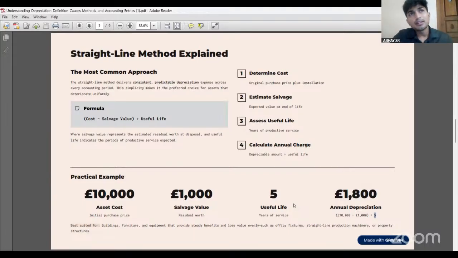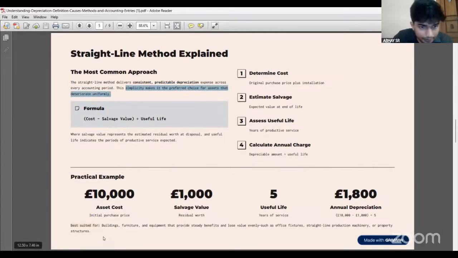I guess it's better suited if I teach that in a question. If there's a question, I can teach that a little bit better. So I hope straight line method is clear. We can just brush up the terms. Straight line method delivers consistent, predictable depreciation. So once we calculate the depreciation, it is consistent and predictable. It is the same in every accounting period. So the simplicity makes it a preferred choice for the assets that deteriorate uniformly.